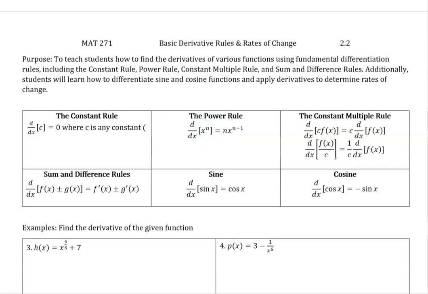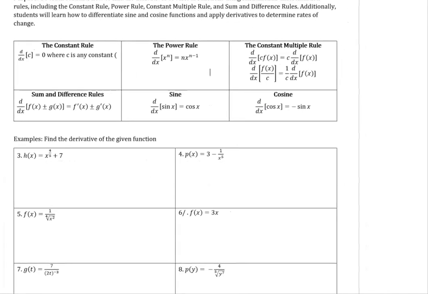The constant multiple rule tells us that if we're taking the derivative of a constant multiplied by a function, or a function divided by a constant, that we can pull that constant out and only focus on the derivative of that function, and then just multiply that by whatever constants we had. The sum and difference rules tell us that if we're taking the derivative of a sum or difference of two functions, that we can take those derivatives individually and then add or subtract them. The derivative of sine is cosine, and the derivative of cosine is negative sine. Now let us apply these rules to start taking the derivatives of some functions.